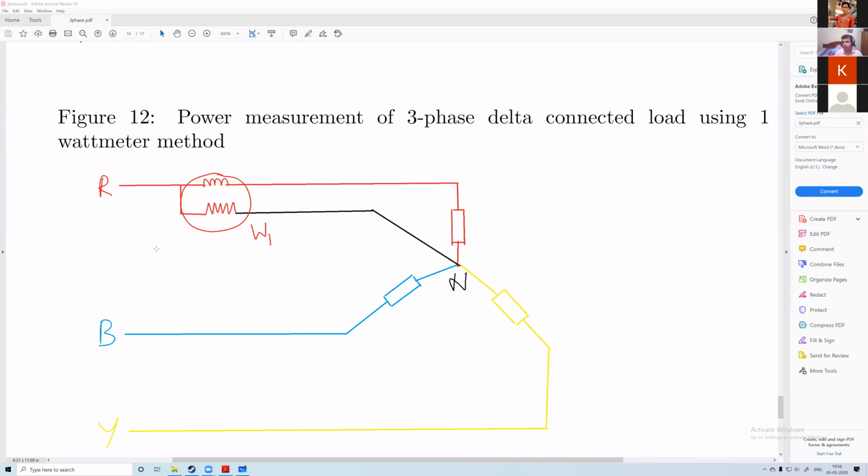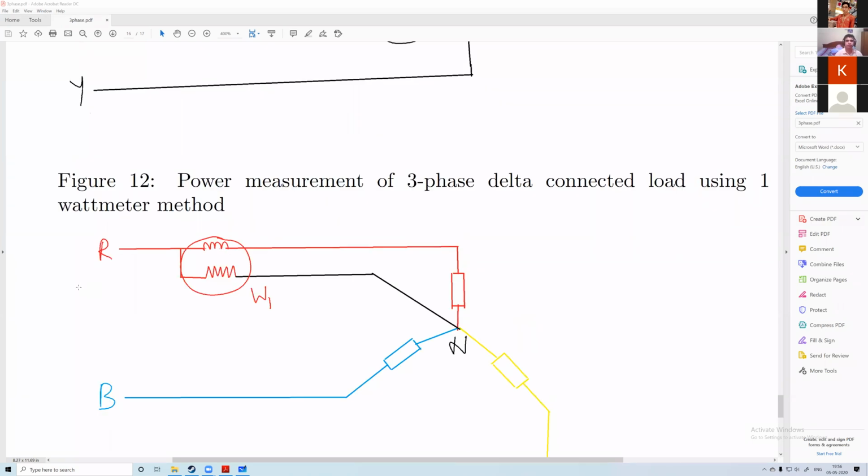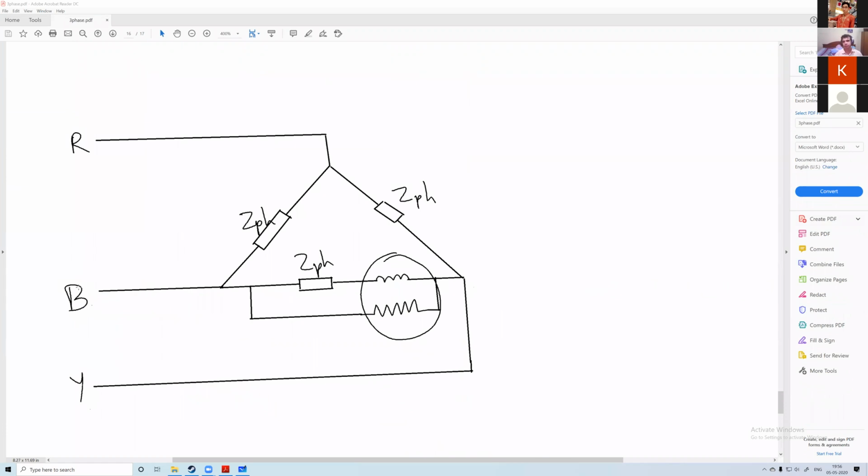Same as 3 wattmeters. Only thing is that we are using only 1 wattmeter, and we are saying that the total power will be 3 times the power reading of the 1 wattmeter. Same thing for delta, same logic. So power measurement is okay.